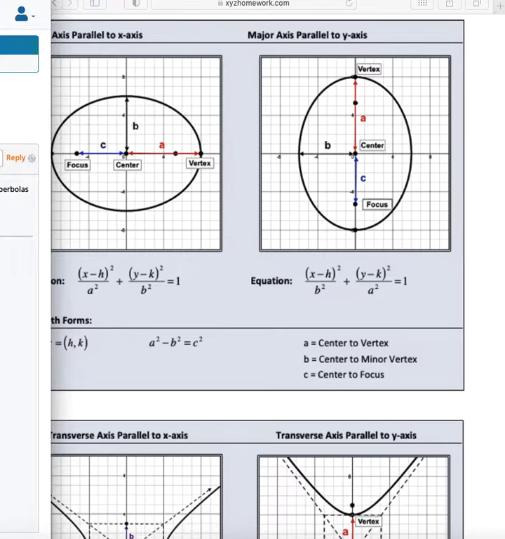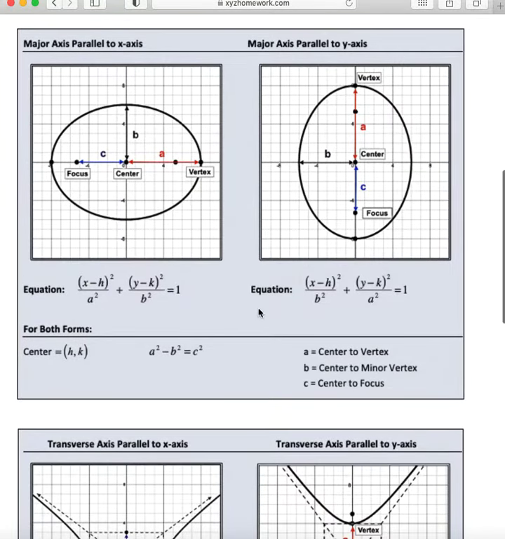Okay, so the question here was, how do we know which denominator is a or b for hyperbolas and ellipses? Let's first start with what the definitions of a and b are. So a is the center to the vertex, and it doesn't matter if it's running side to side or up and down, it's always the center to the vertex.